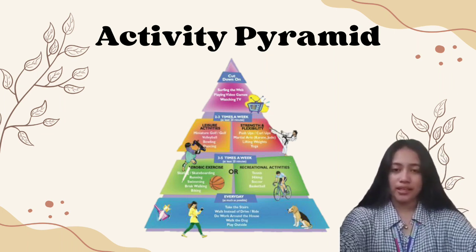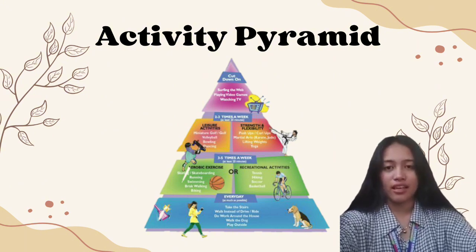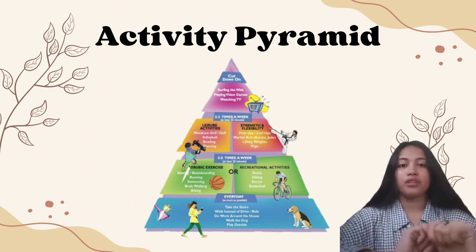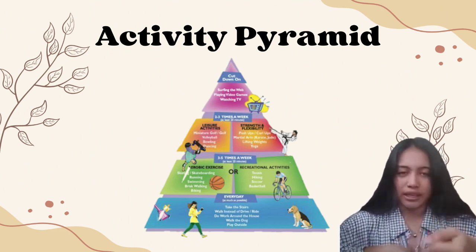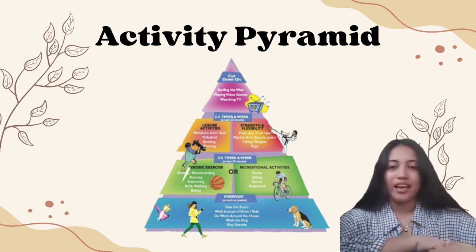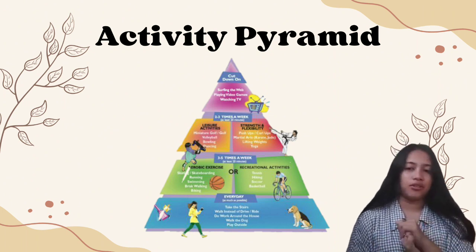The third one is aerobic or cardiovascular exercise. This level focuses on activities that increase heart rate and breathing, such as running, cycling, swimming, or dancing. Aerobic exercises help improve cardiovascular fitness and endurance.